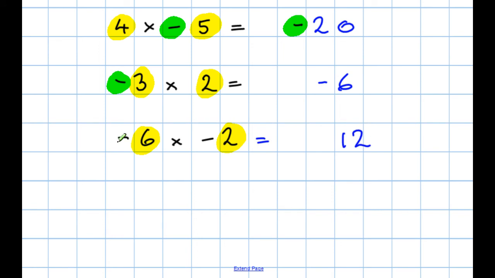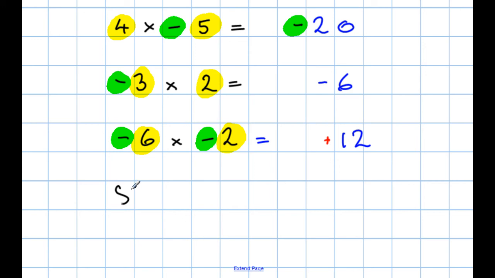And then what symbols were involved? Well, there were two of them. Two minuses. Now, same rule as before. If you've got two symbols with nothing in between, and they're the same, we change it to plus. So the answer is plus 12, or of course you could write it as just 12.